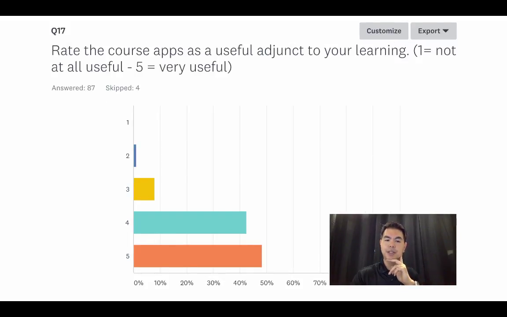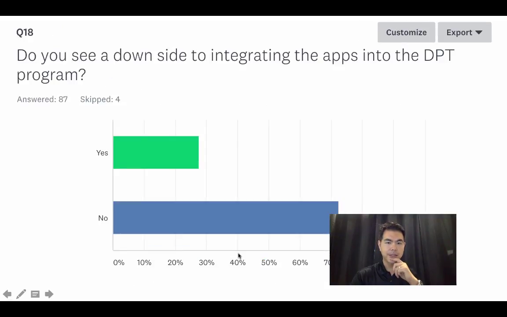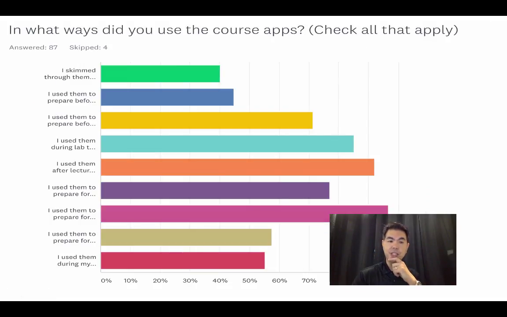So rate the course apps. We have generally begun building apps to augment the classroom in every major class that you would teach in a PTA and PT program. So we asked the students, are these useful to you or not? And you will see that over 90% of them, or probably close to 90%, are saying, very much so, it's useful to us. Do you see a downside to integrating these apps into the DPT program? And again, the vast majority will say, no, we actually benefit from it. So this, I think, is very interesting.